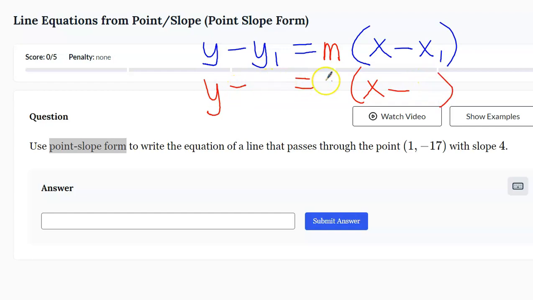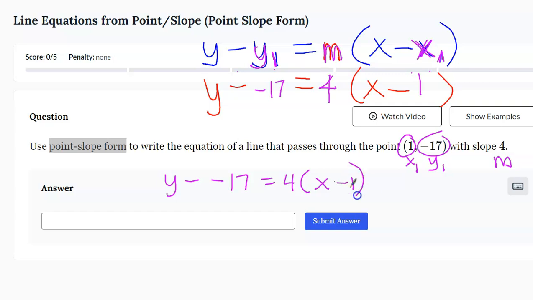So these characters are permanent, but these characters here, that I'm tracing in purple, have to be erased and replaced. And they are replaced with x1, y1, and a slope. So all I have to do is put those numbers in the right places. So the first one is y1, which would be negative 17. The second blank is the m, which is 4. And the final blank is x1, which is 1. So this is the sentence I have.